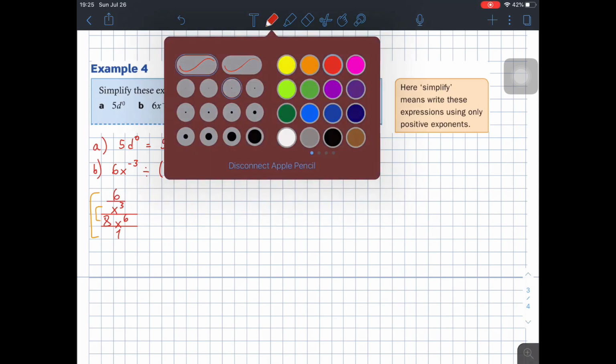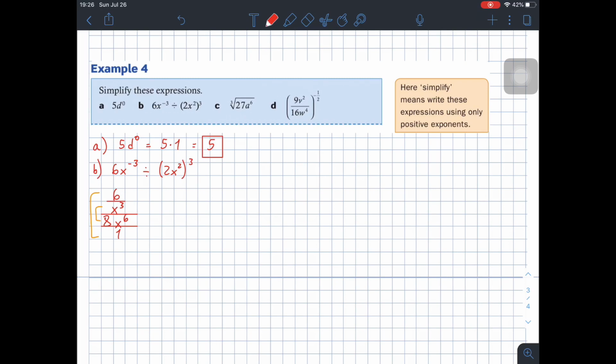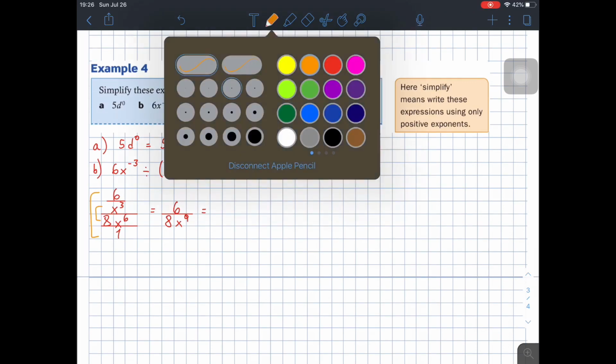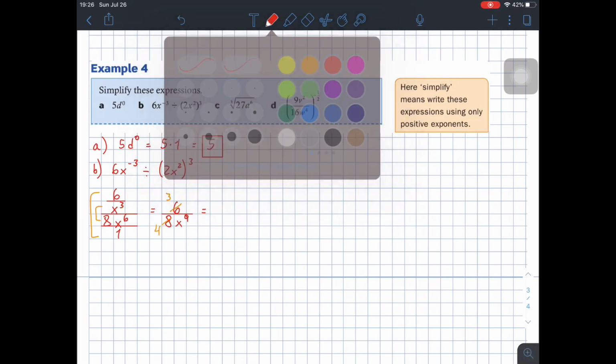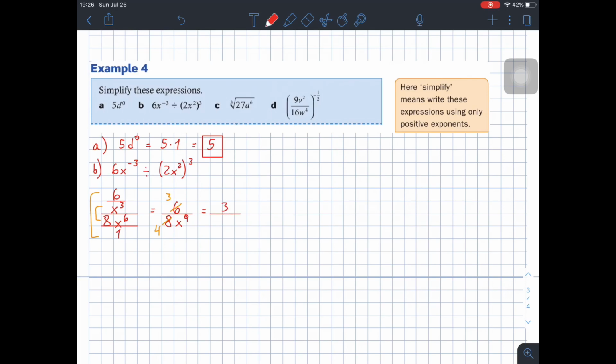So as a result, this would be equal to 6 times 1, that's 6, divided by 8x to the 6th power times x cubed. In this case, we need to add the exponents of the x, so we're going to get 8x^9. Okay? We can simplify the 6 and the 8, and we're going to get as a result 3 and 4. So the final answer would be 3 over 4x to the power of 9. This would be the final result.